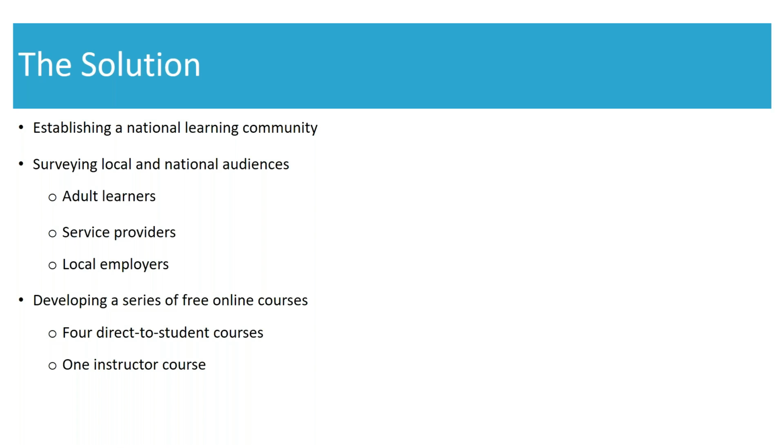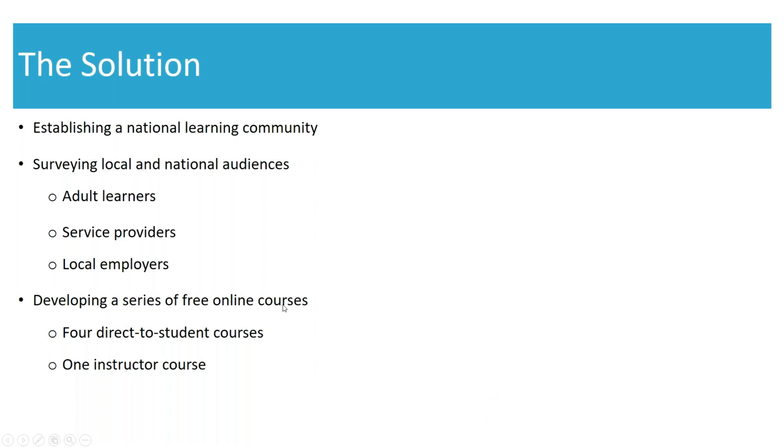ProLiteracy also sent a service provider survey out to our network of member programs. We worked to survey our local and national audiences and set out to develop a series of online courses and support materials that would build capacity among community-based literacy and workforce development programs whose goal it is to prepare adults for the workplace. We used the results of the surveys to identify the areas that students felt they needed the most help in.